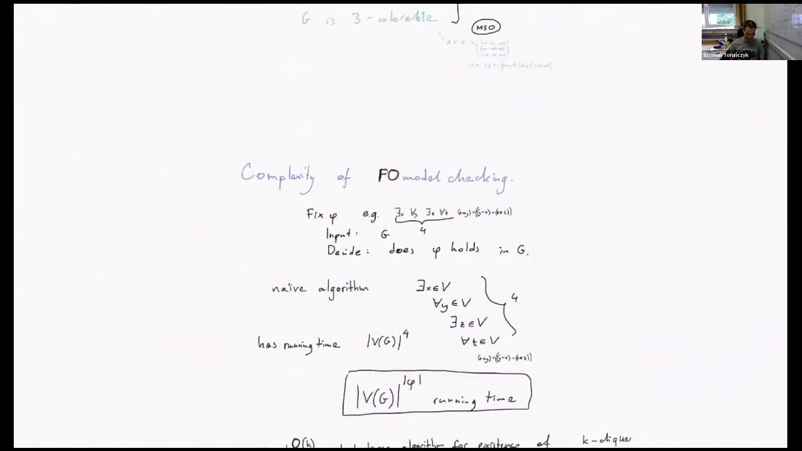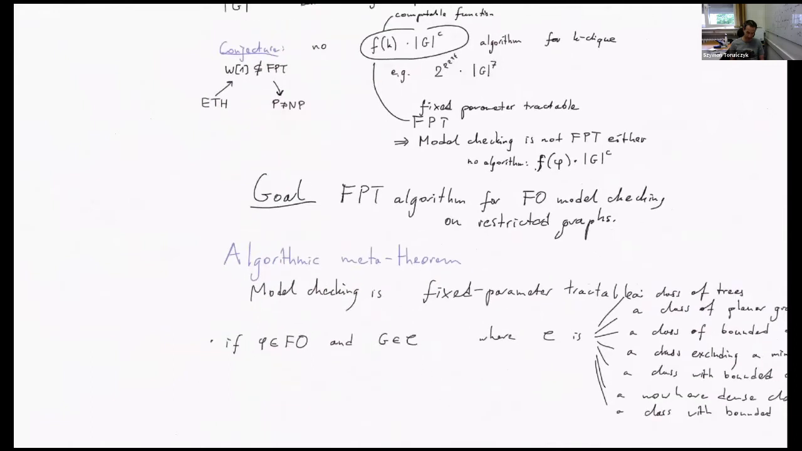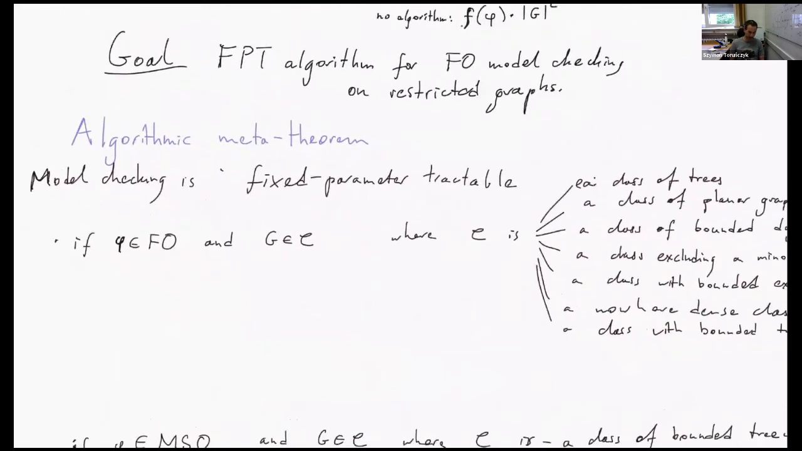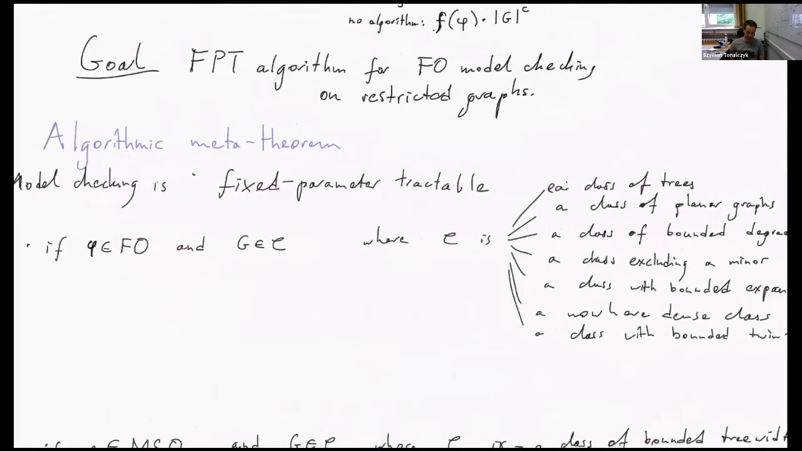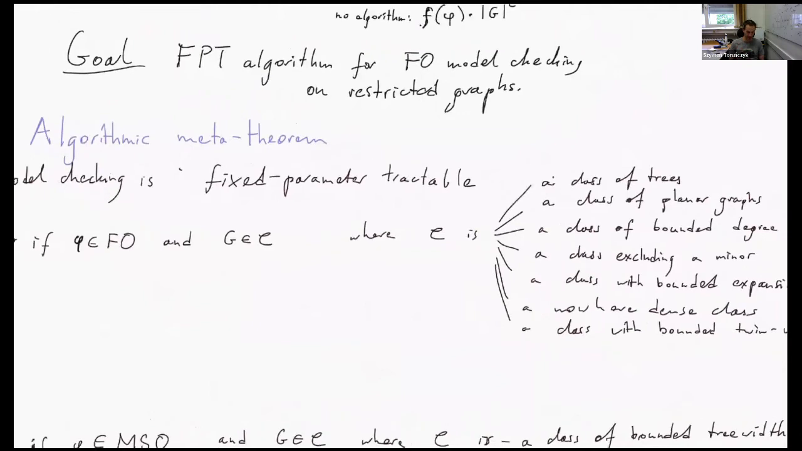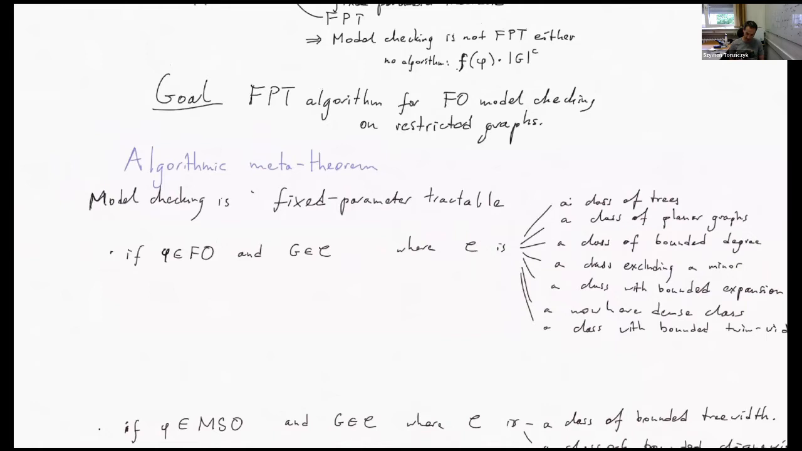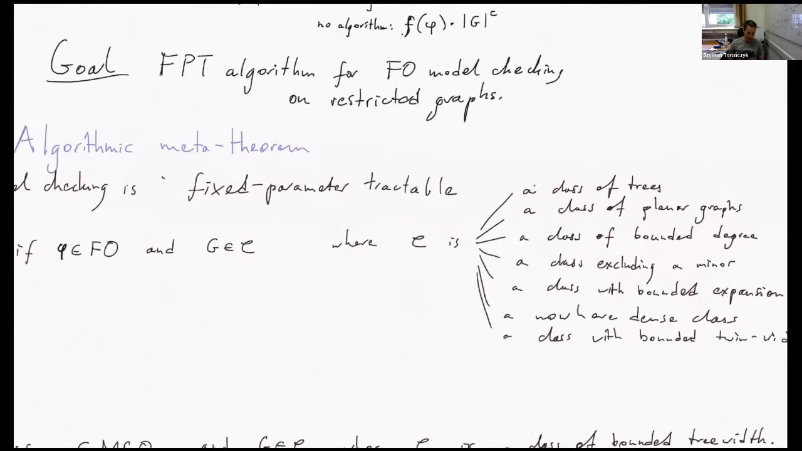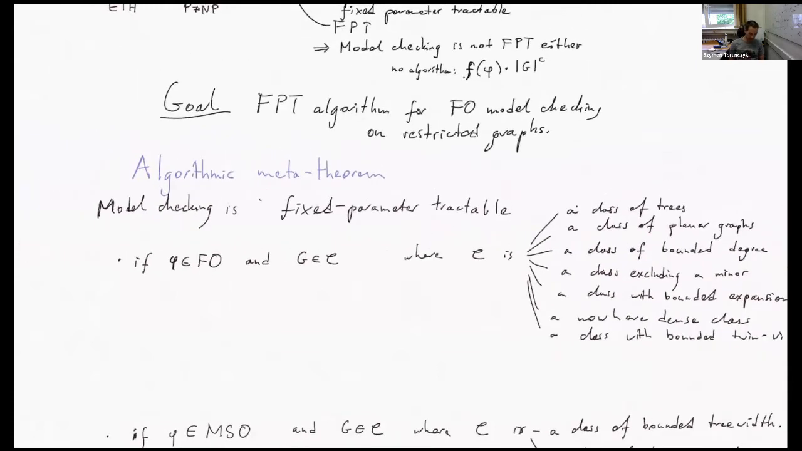So those are called algorithmic meta-theorems. The theorem is a statement of the form: model checking is fixed parameter tractable if the formula is a first order formula and the graph G belongs to a class of some special form. For example, if G is the class of all trees, then this model checking problem is fixed parameter tractable. For all of those classes this will be true: planar graphs, bounded degree, excluded minor, bounded expansion, and so on. And this is called an algorithmic meta-theorem, because it solves many algorithmic problems at once.